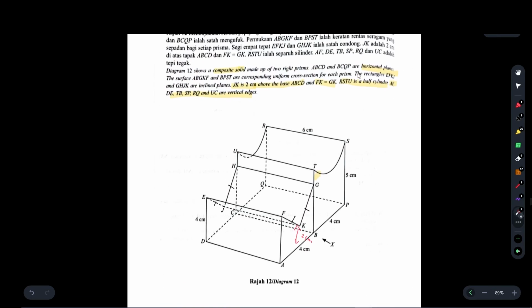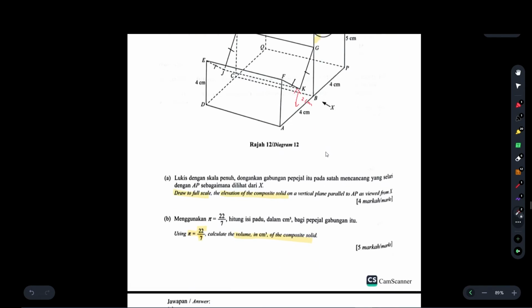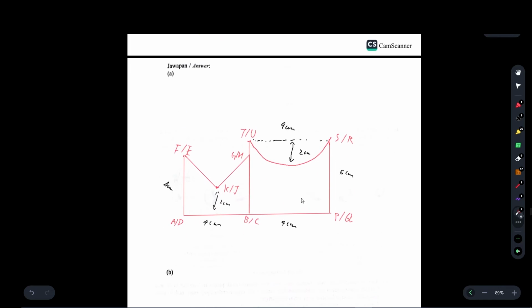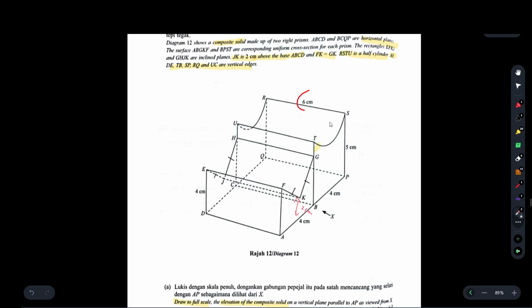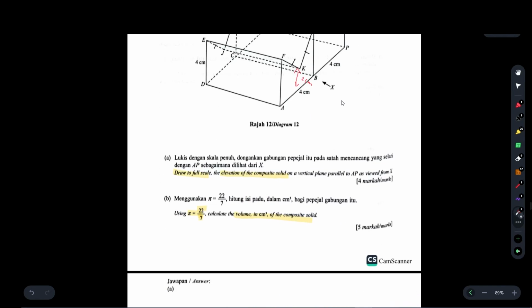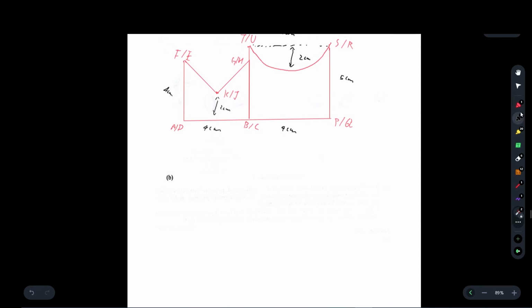It says that RSTU is a half cylinder, right? So we're gonna cut it. We're gonna calculate this area out. We just assume that this is a rectangle, and then we minus out this semicircle, and we just have to times it with this 6 centimeter, and then we will have the answer. Okay, so let's do that.